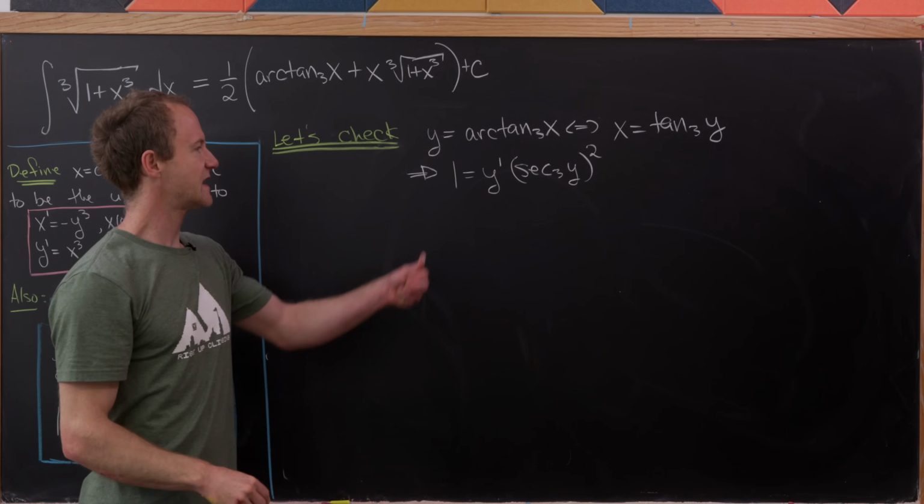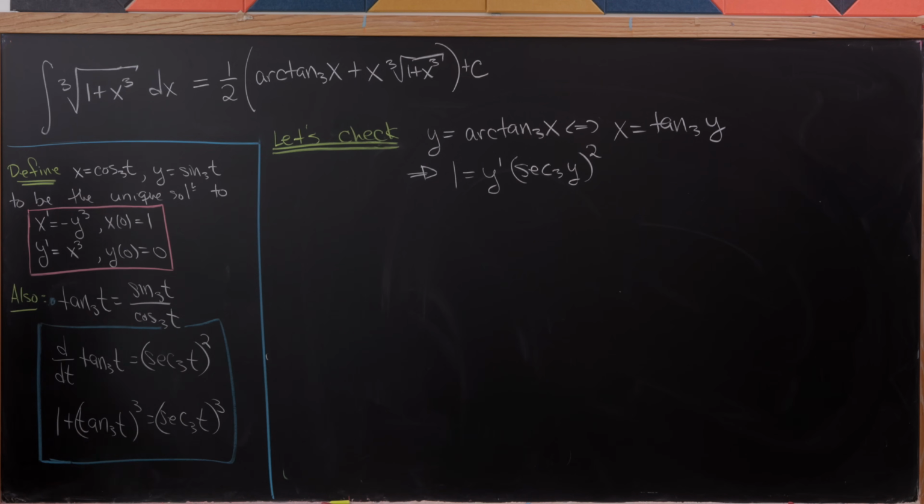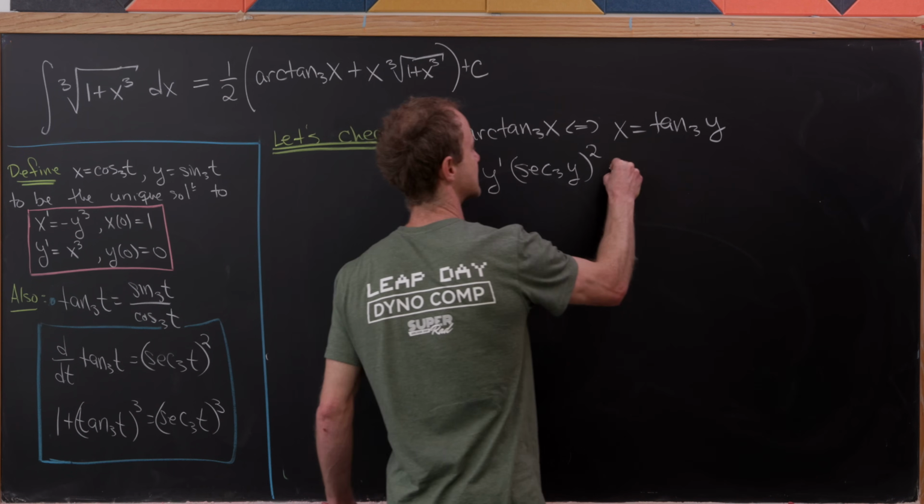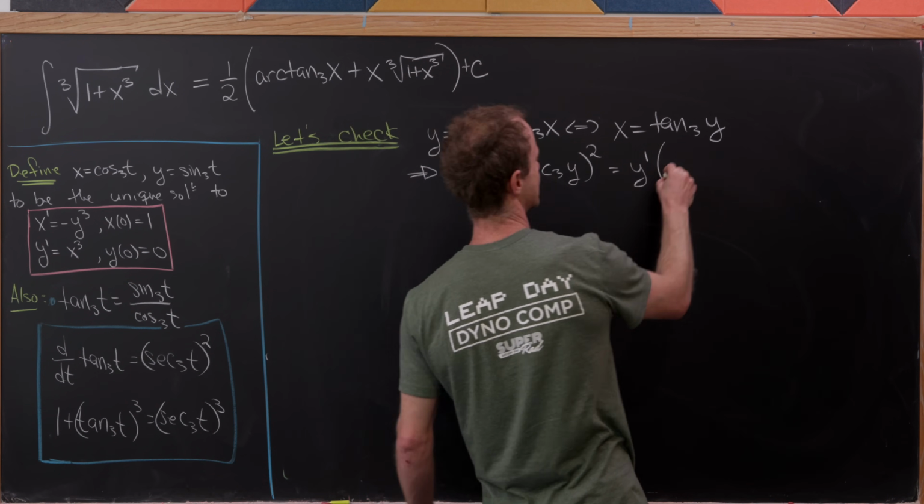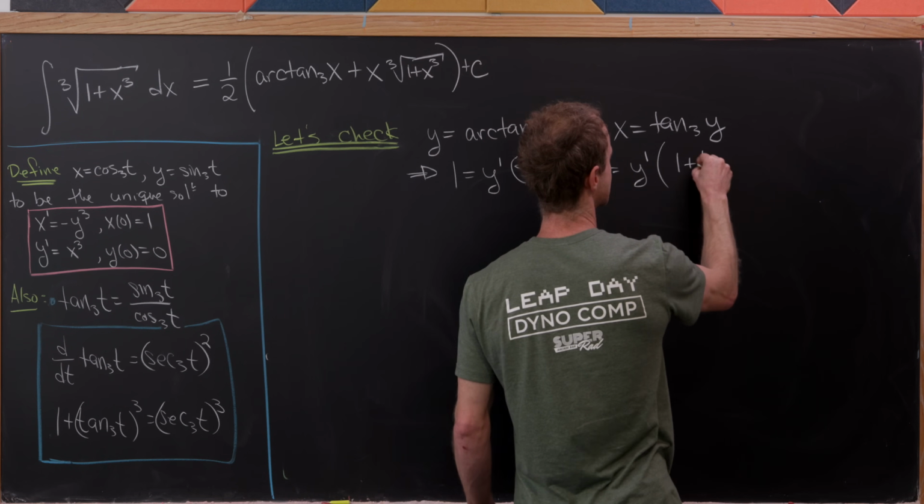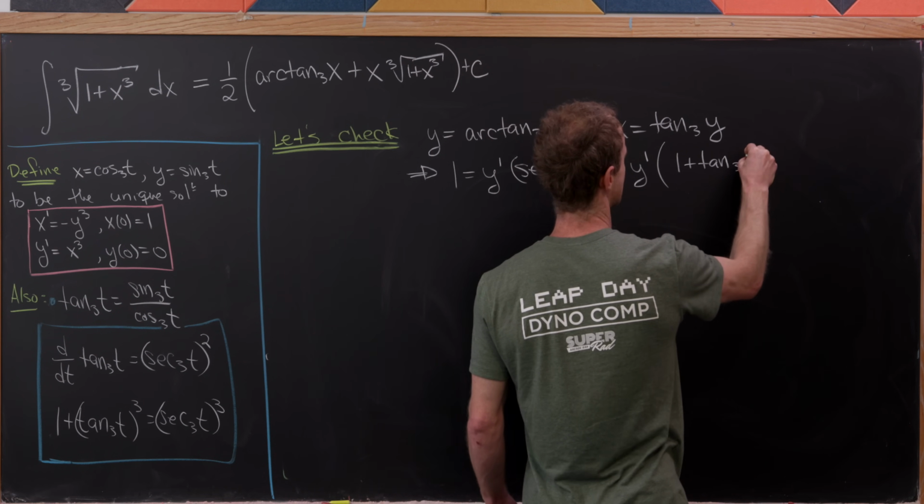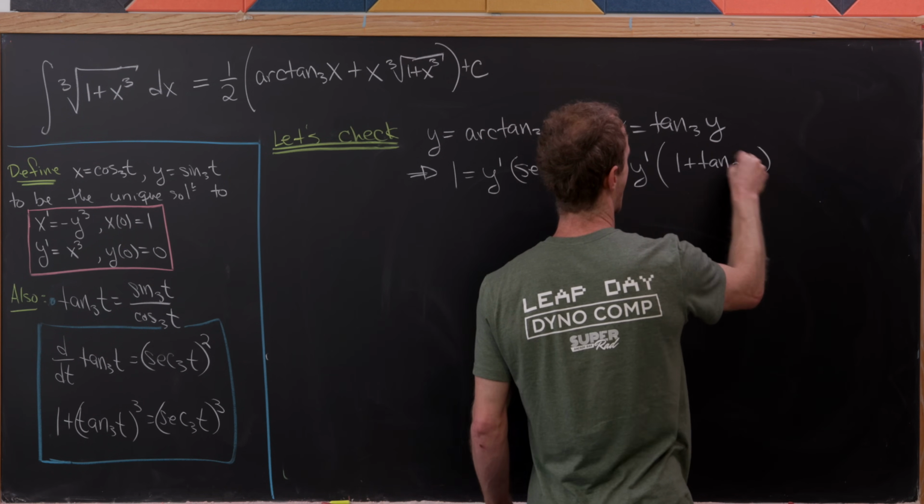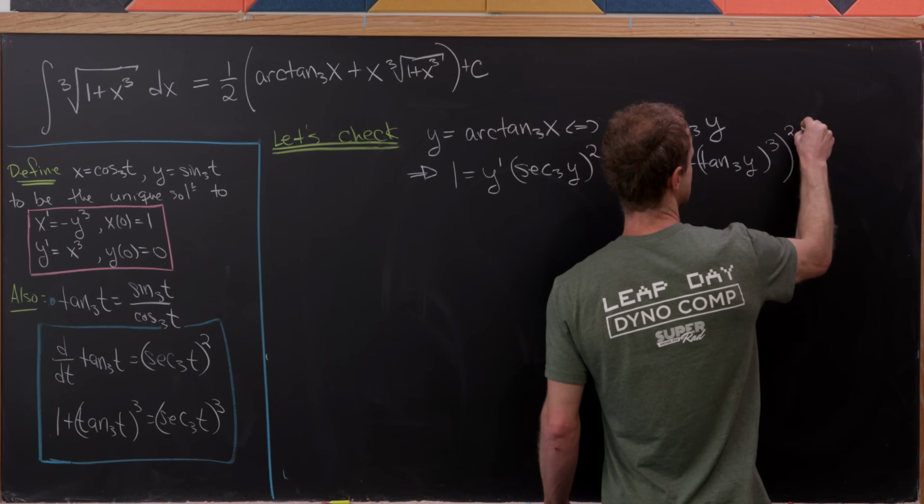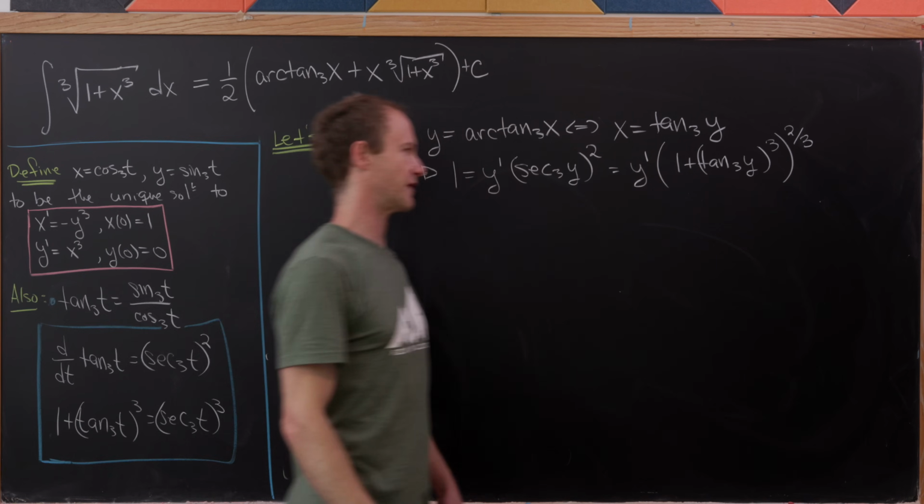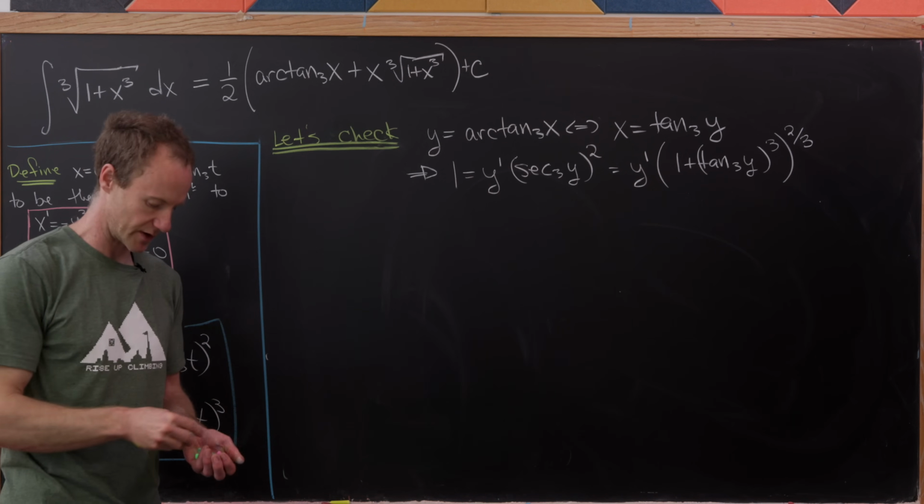But then we can take this secant 3y and rewrite it, well, using this formula over here, taking the cube root of both sides. So this is in fact going to be equal to y prime times, well, what is it going to be? It's going to be 1 plus the tangent 3 of y, and then that's going to be all cubed, and then it's going to be to the 2/3 power. That's what's going to make everything work out here.